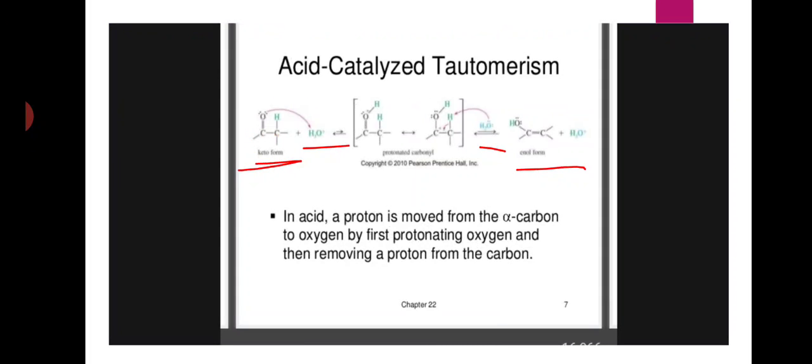Next is acid catalyzed tautomerism. The keto form in the presence of acids first abstracts a hydrogen and forms a protonated carbonyl compound. Then it loses an alpha hydrogen and forms the enol. This is acid catalyzed tautomerism. In acid, a proton is moved from the alpha carbon to oxygen by first protonating oxygen and then removing a proton from the carbon.